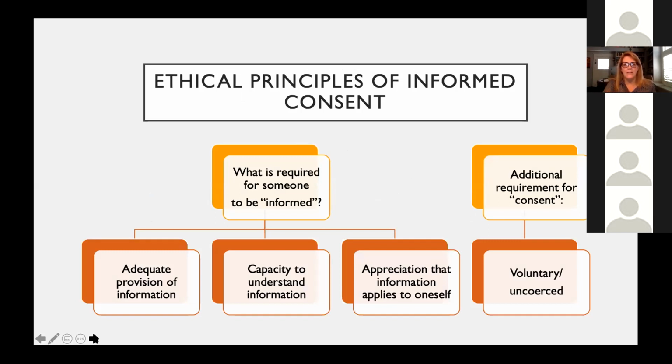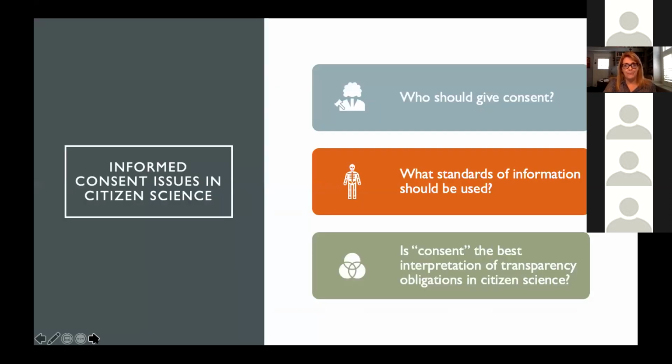So generally, the ethical principles of informed consent, which are also cashed out legally, start with what exactly we mean by informed, and that has generally been understood as three separate pieces. One is the adequate provision of information, which I'll talk about in a minute. The next is the capacity to understand information, and the appreciation that the information in fact applies to oneself and not to some abstract. And finally, you need to be voluntarily and uncoercedly consenting to something.